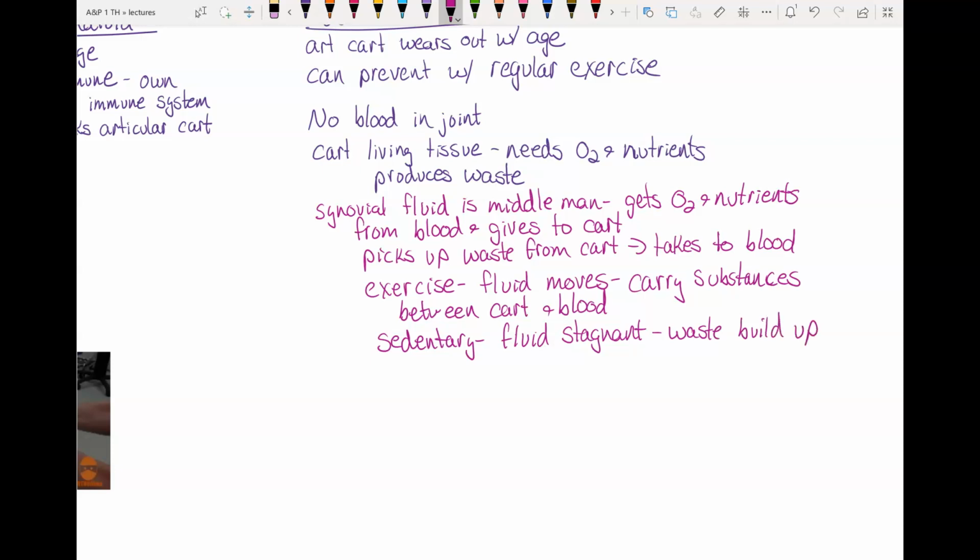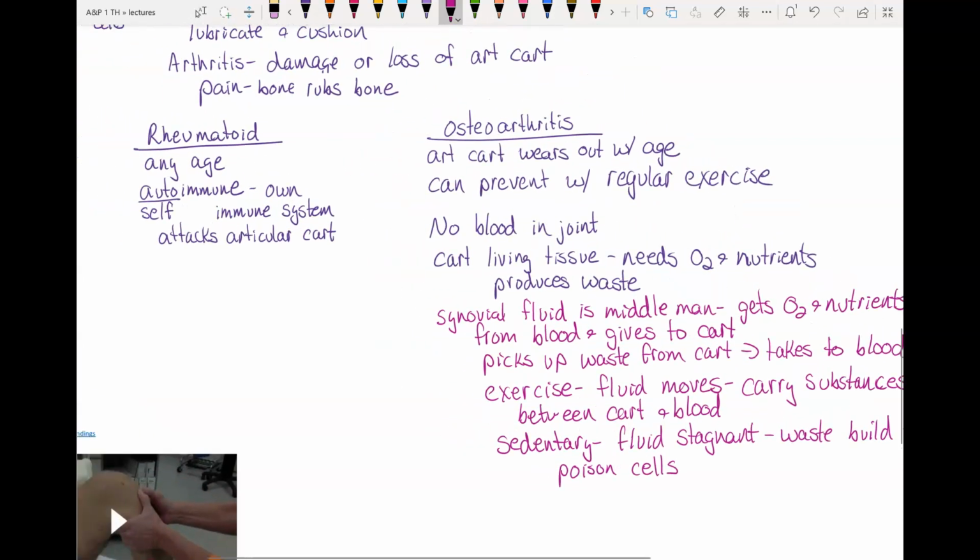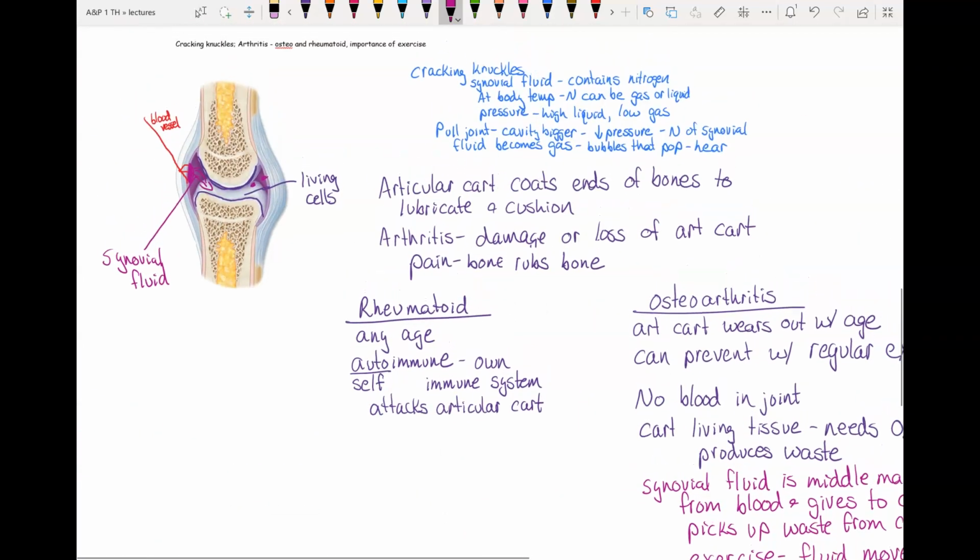And then you will actually poison the cells from their own waste. Imagine like if your toilet was clogged up and you couldn't flush it, and you were just trapped in the bathroom with a toilet that doesn't flush. Eventually you'd be poisoned by your own waste. It's the same idea here. The waste will build up and it will just poison the cells. And then the cartilage dies. And if the cartilage dies because it's being poisoned by its own waste, then you get osteoarthritis.